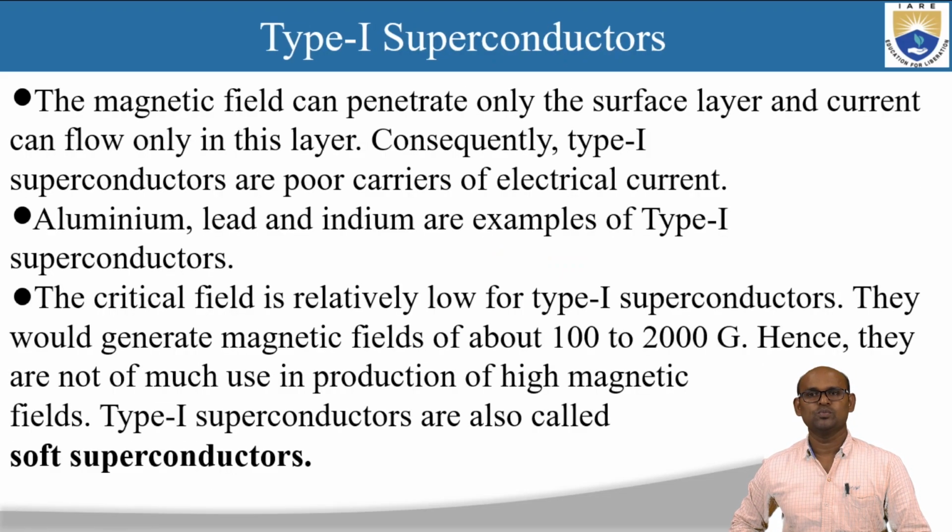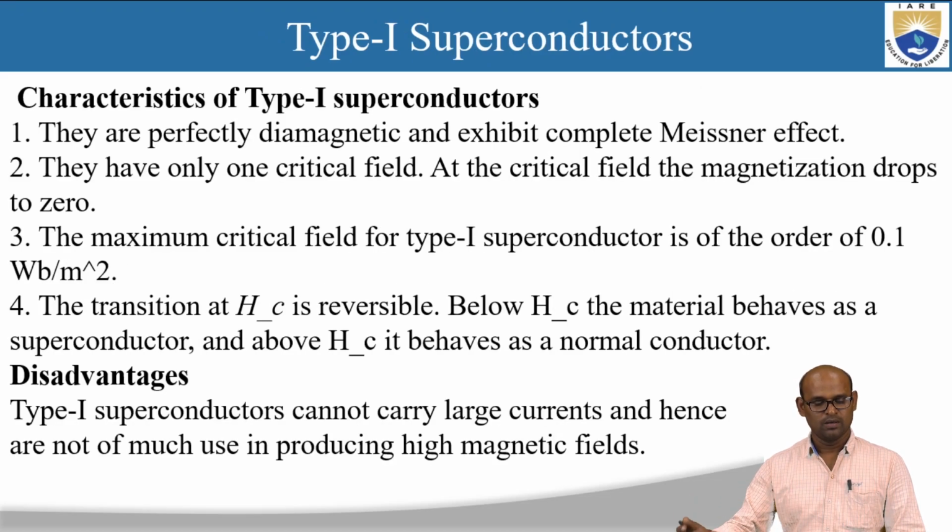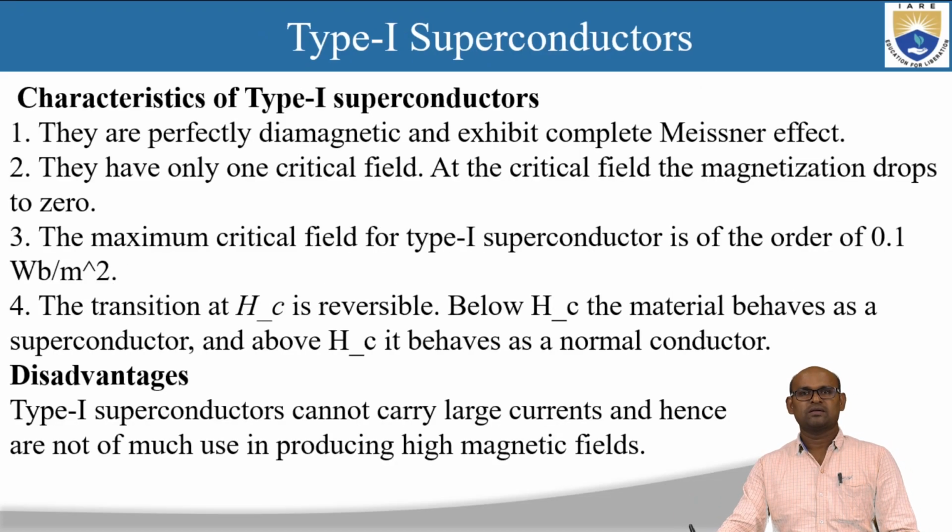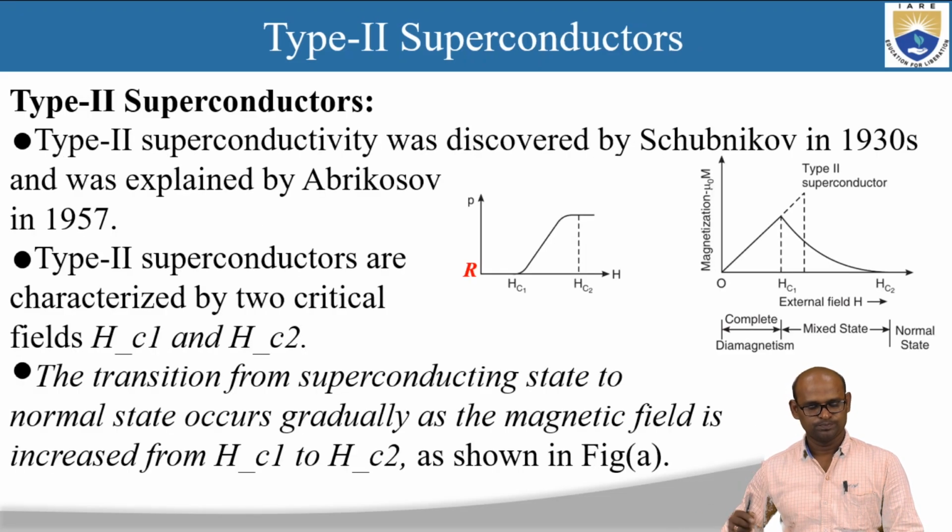Type 1 superconductors are also called soft superconductors, and the magnetic field that they can sustain is very low, around 100 to 2000 Gauss, and hence they are not of much use in the production of high magnetic fields. So these are some characteristics of type 1 superconductors as we discussed just now.